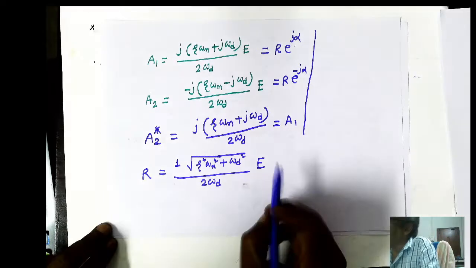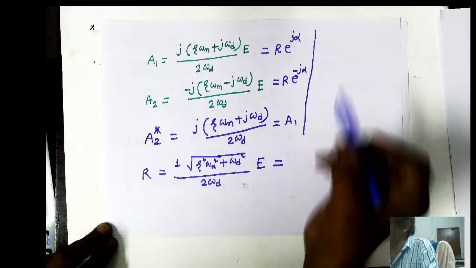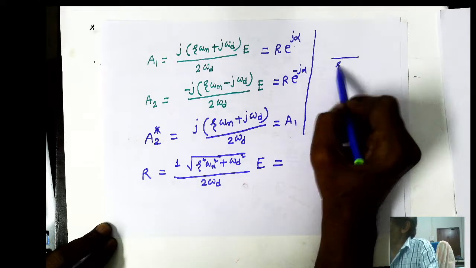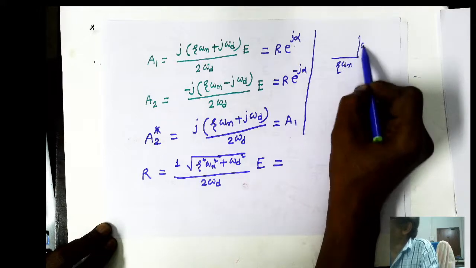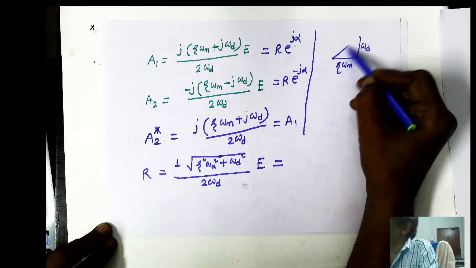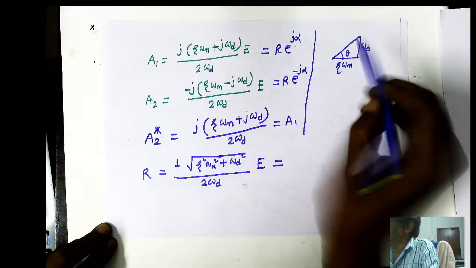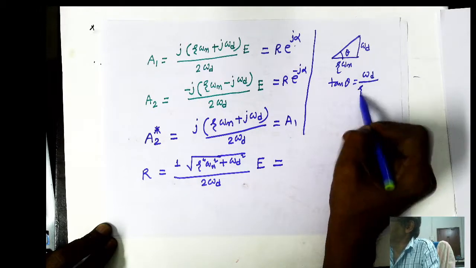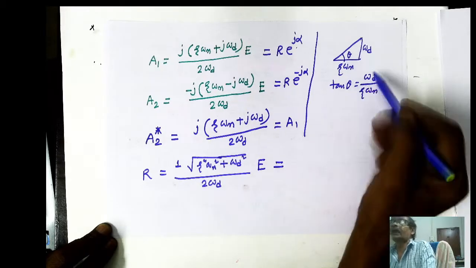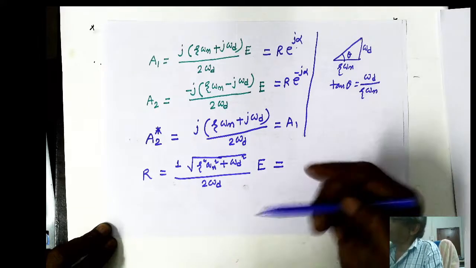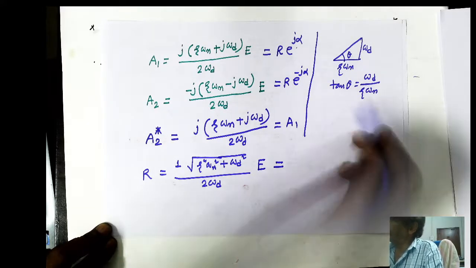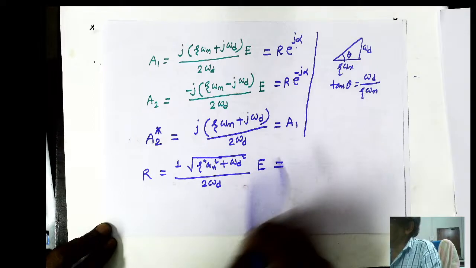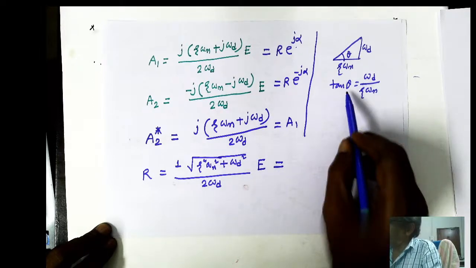And always remember this triangle, that is, zeta omega n, omega d, and this is theta, and tan theta is omega d by zeta omega n. This is the acute angle, because omega d and zeta omega n are all real numbers. Therefore, if you recall that theta, this is the value of theta. Now, R I have found out.